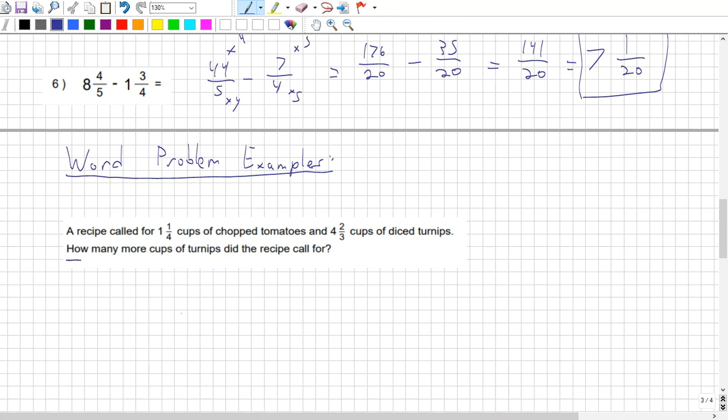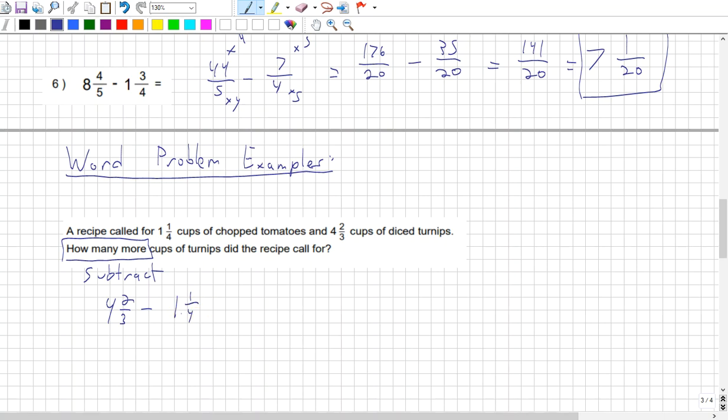So this is kind of your key. How many more means I'm going to have to subtract, right? How many more people are there than cats, or how many more cats are there than people? You subtract the two, whatever the larger one is, minus the smaller one, and then you'll get your answer. So larger minus smaller number. Okay, so 4 2/3 minus 1 1/4.